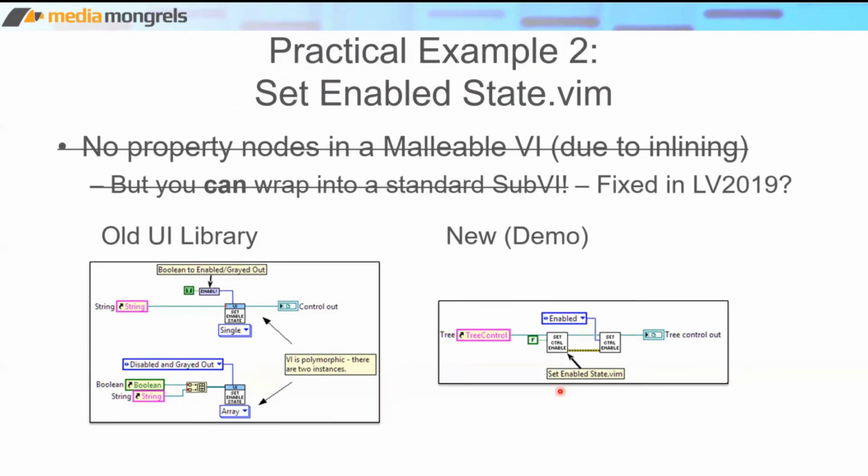I don't usually use the three options of enabled, disabled, and disabled and grayed out. I either want it enabled or disabled and grayed out. So if I say true, it's enabled. If I say false, it's disabled and grayed out. But with the same Malleable VI, I can still wire in the original state, the enum, instead.